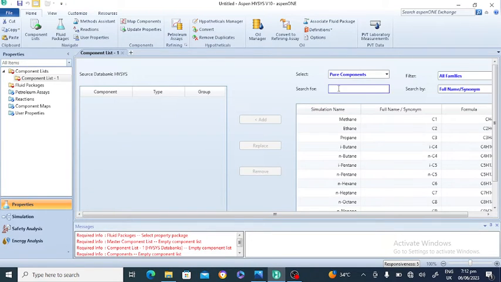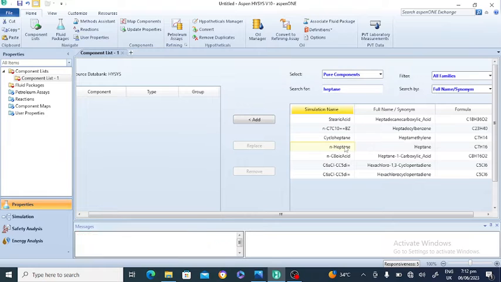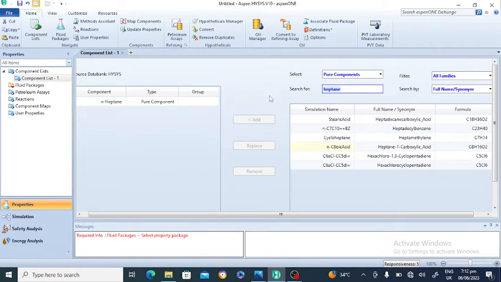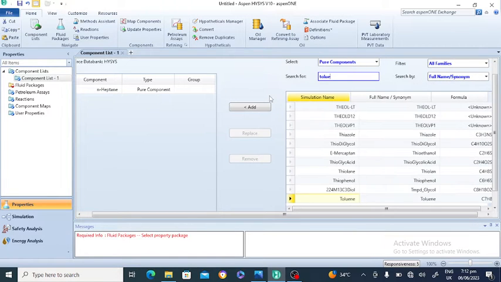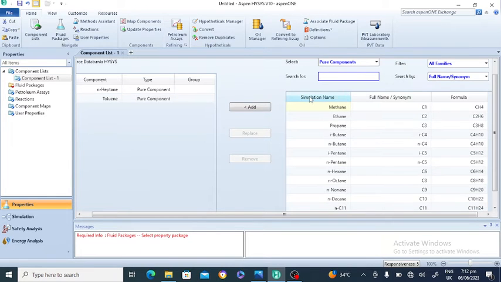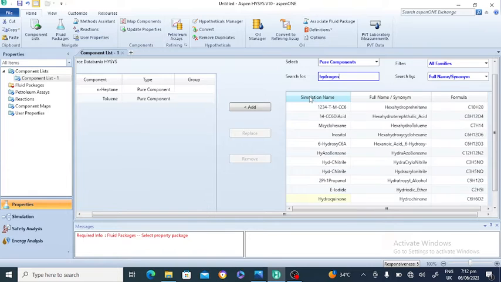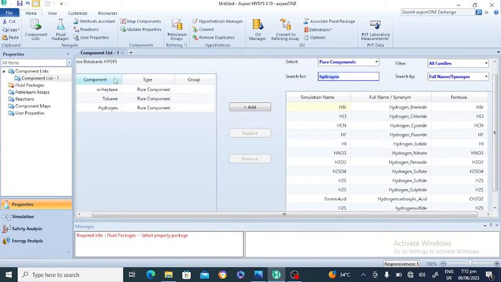So there are 3 components: n-heptane. This is n-heptane. Click on add. Then click on add toluene. Add, then hydrogen. So hydrogen we can add. So these 3 are the components.